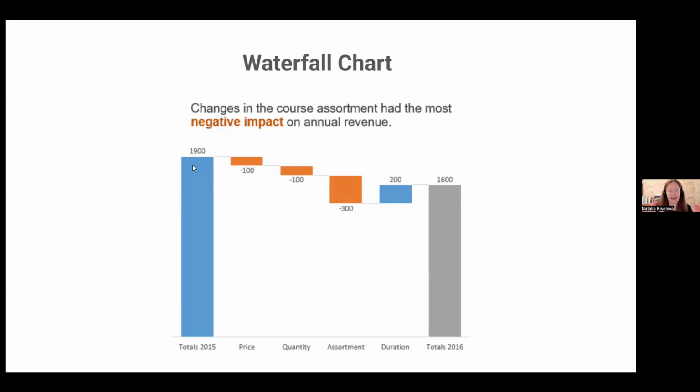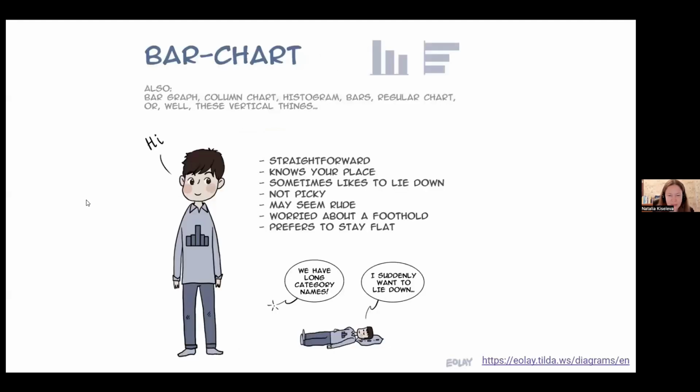So it's like a mathematical exercise where we have 190 minus 100 minus 100 minus 30 plus 200, and now we have 160. So that's it. Interesting type of diagram. I'm not sure it's best for analytics, but it's interesting to visualize complex data.